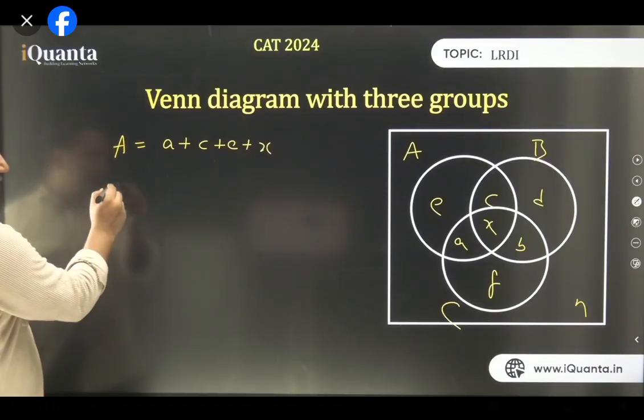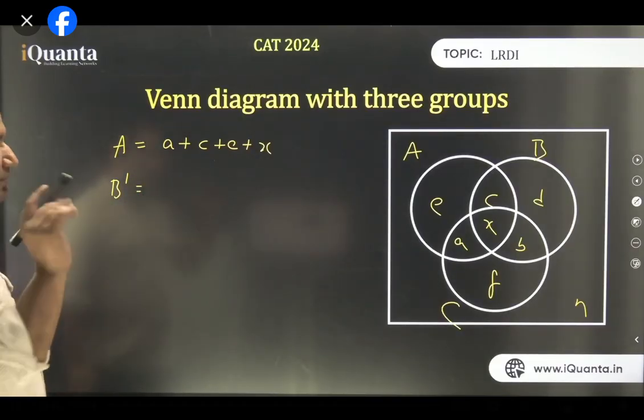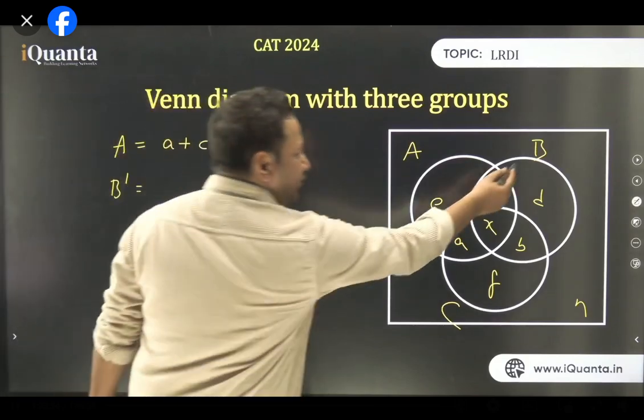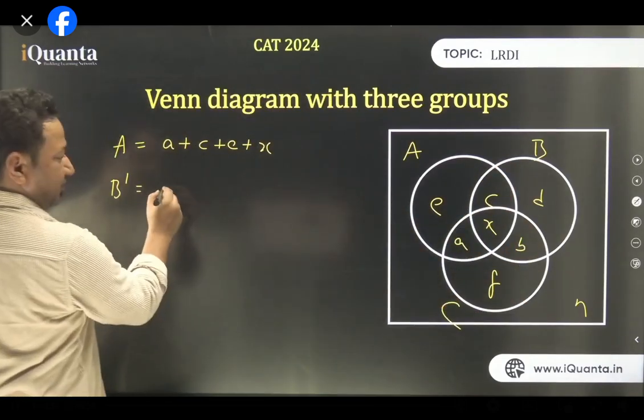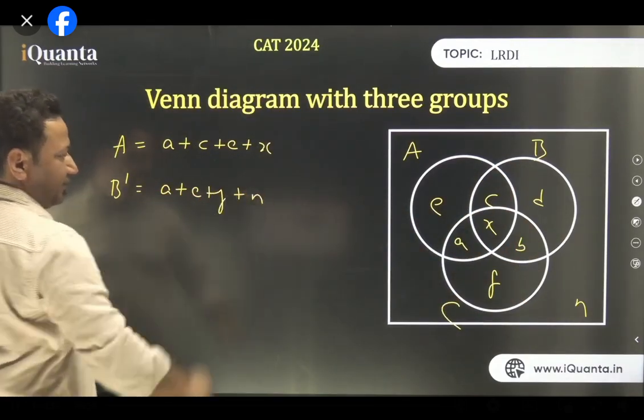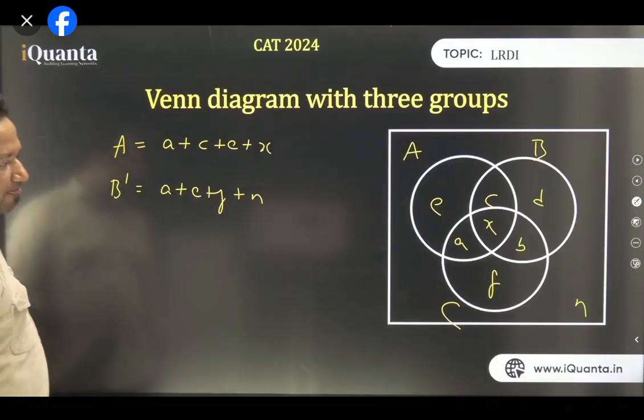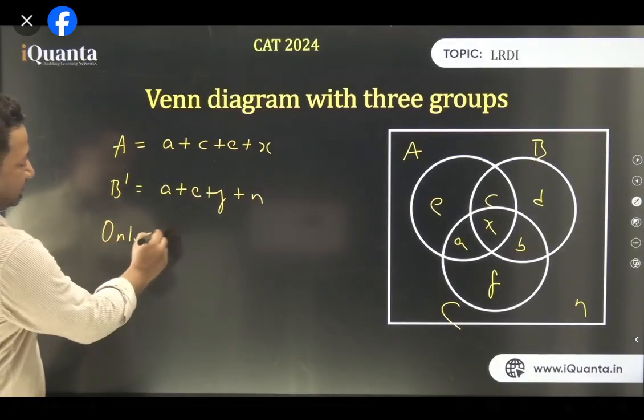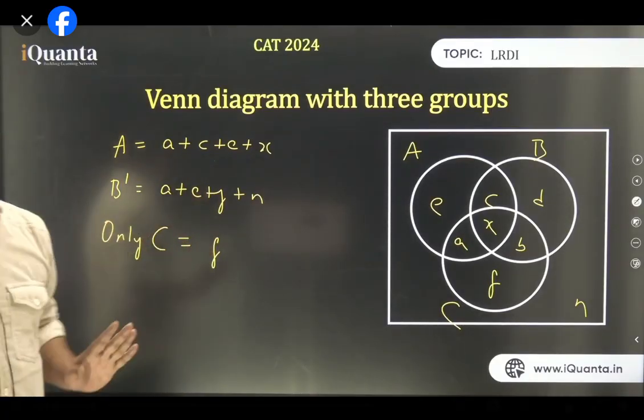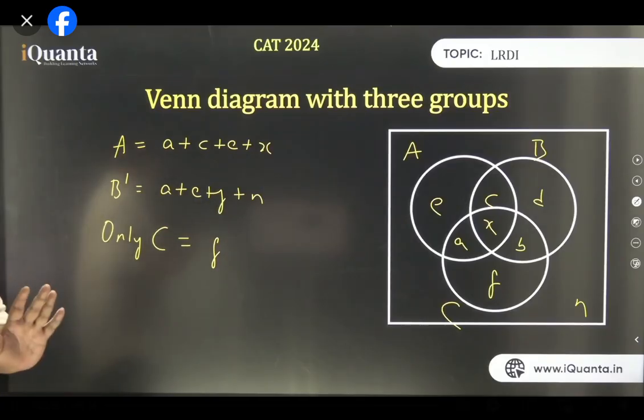If I ask, what will B complement? Everything that is not in B. So I'll remove all of it, and it will be A plus E plus F plus N. Clear? If I say only C, it will be F. Clear? So it's the same, just that we have to interpret the given conditions. I think you don't have any problem understanding these parts. Is it clear to all of you?